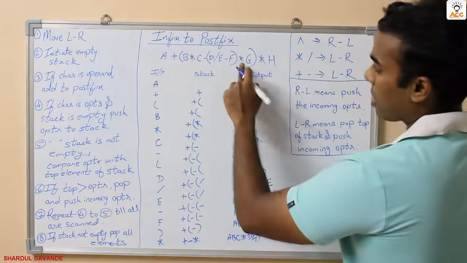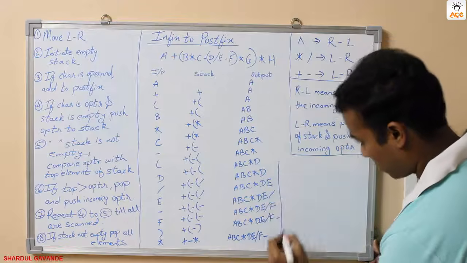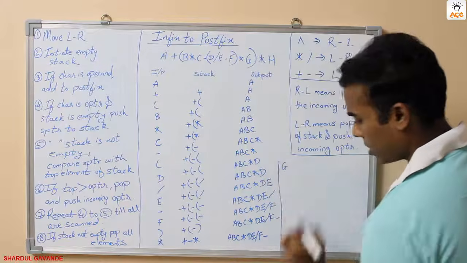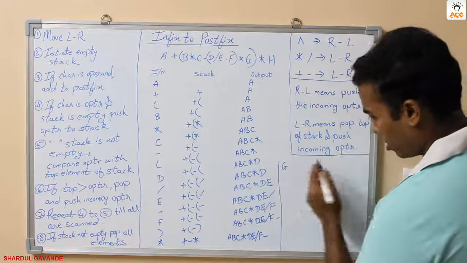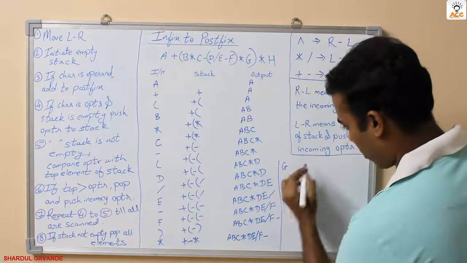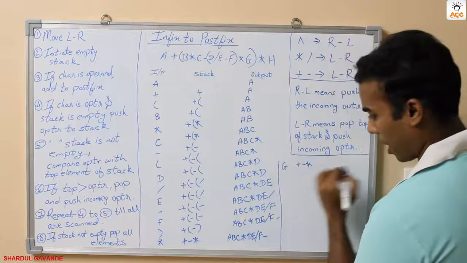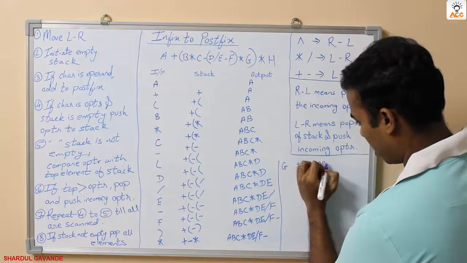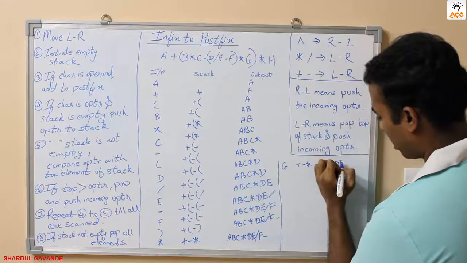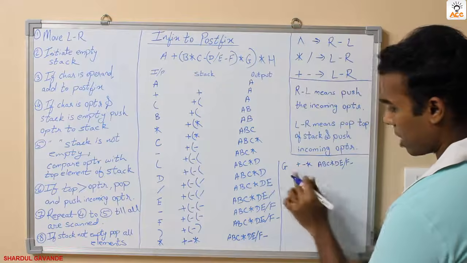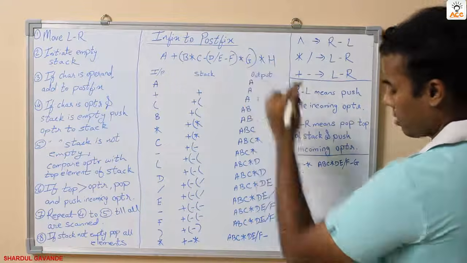Next after star what we have is G. G is a character, an operand, so we don't put it in the stack. The stack stays the same, plus, minus, star, and in the output we will have A, B, C, star, D, E, slash, F, minus, and we add this G over here. After G I have what?